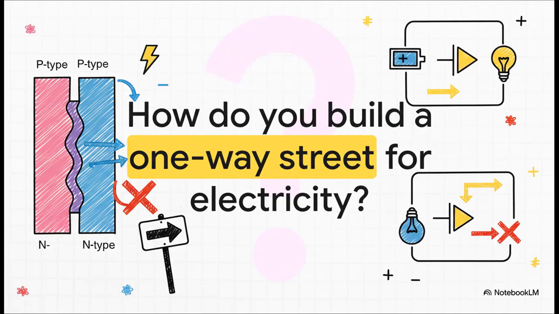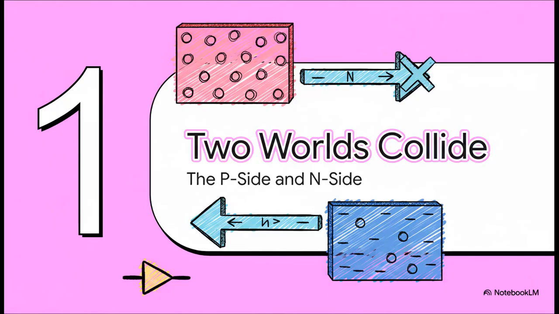So think about this for a second. We know electricity flows, right? But what if you wanted to tell it where to go? What if you needed to build a perfect one-way street for it where it could only ever travel in a single direction? How in the world would you even start to build something like that? Well, believe it or not, the answer begins by bringing two very special but totally different types of materials together.